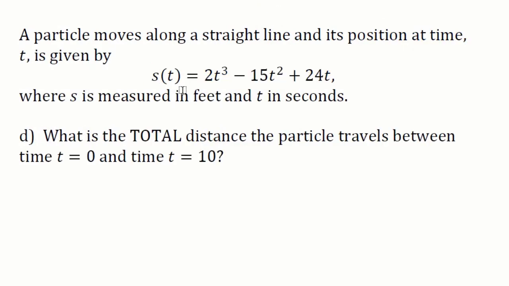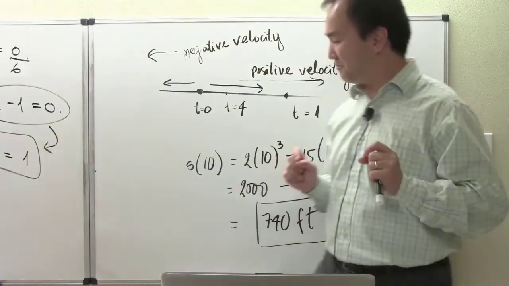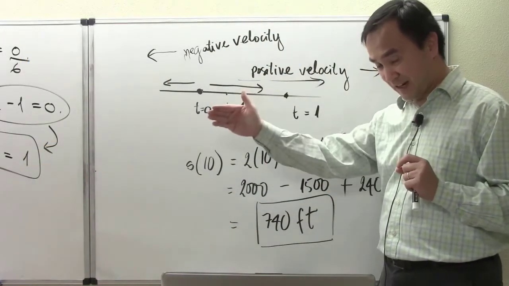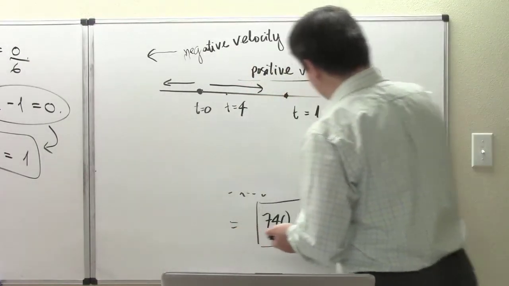Now, question D. What is the total distance? Okay, so this question could be a little bit of a challenge. What is the total distance that the particle travels between times t equals 0 and t equals 10? This is where I have to bring a lot of my earlier explanations back into what we're doing right here.